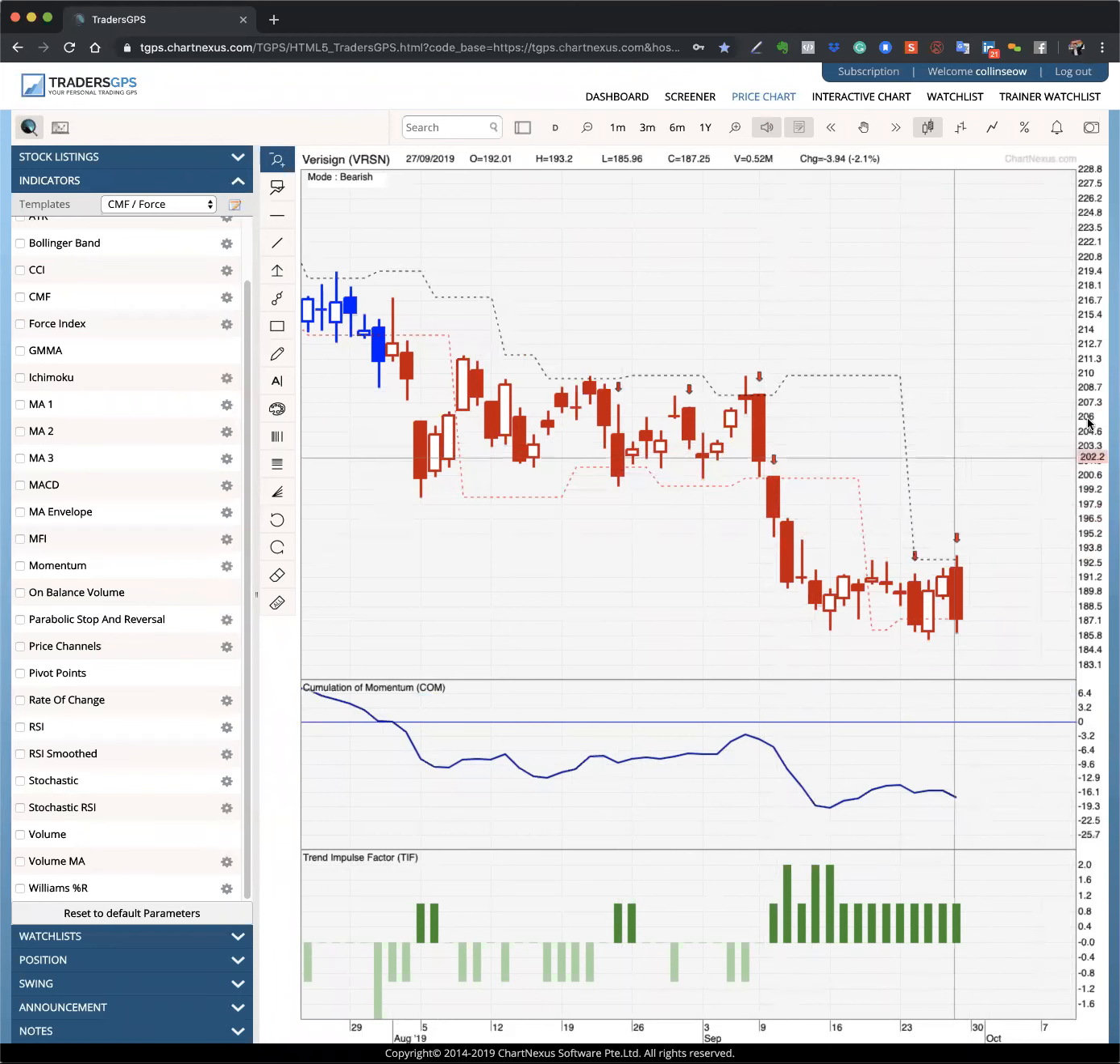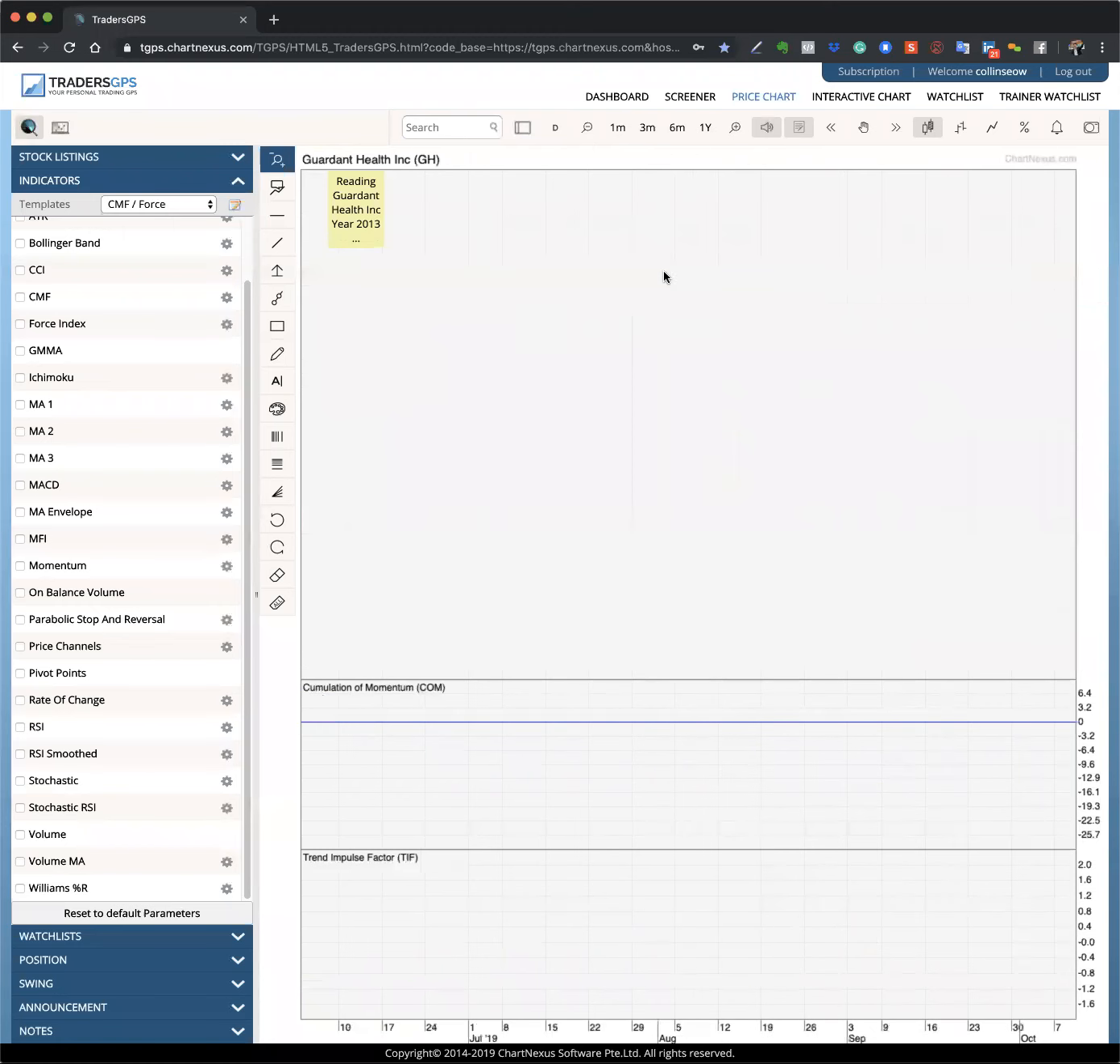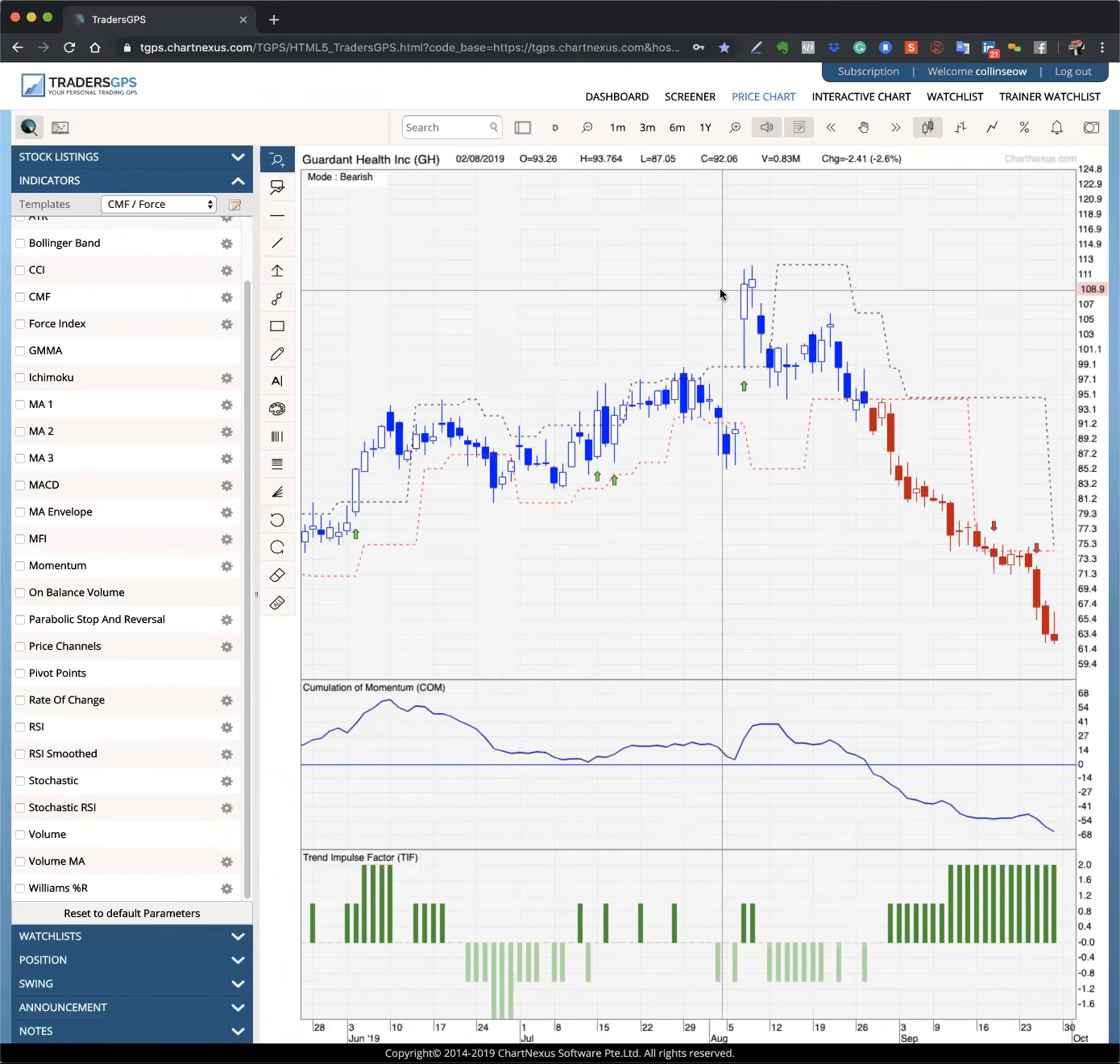Let's take a look at the next one, Bruce. Next one is GH, daily position sell, GH. Oh, this is nice. Daily position sell. Arrow number 1, arrow number 2, arrow number 1.